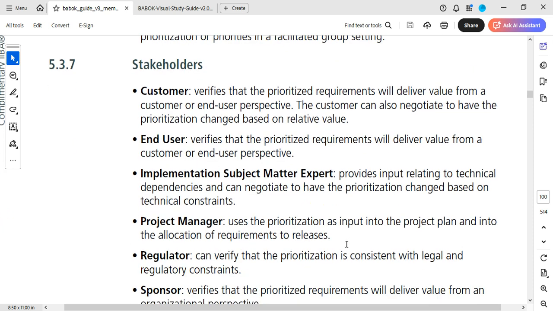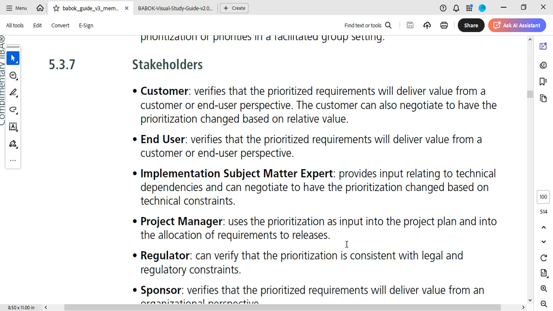So, who are your stakeholders here? You have your customer, who verifies that the prioritized requirements will deliver value from a customer or end user perspective. The customer can also negotiate to have the prioritization change based on relative value. Your end user verifies that the prioritized requirements will deliver value from a customer or end user perspective.